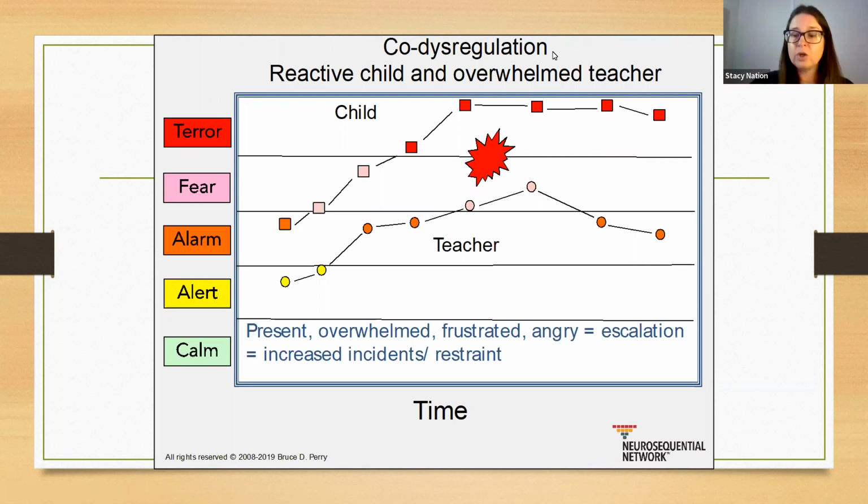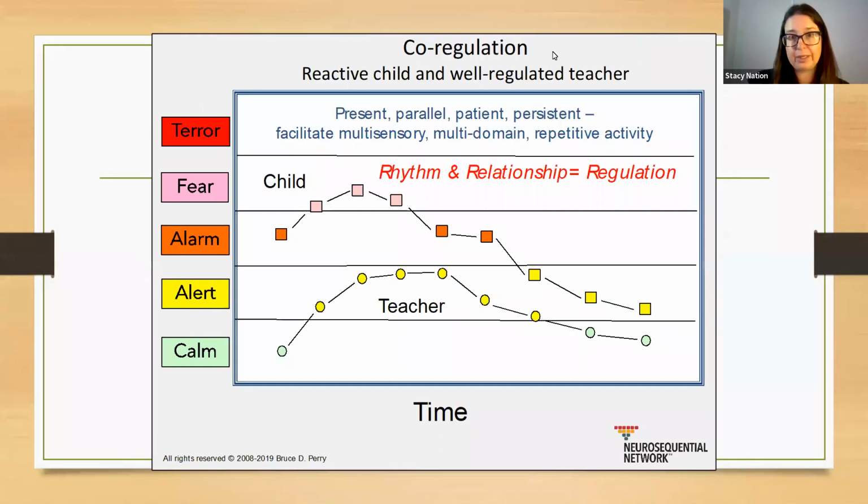Everyone is stretched. When we look at sharing co-regulation, this is what it looks like. The kid is having this huge emotional response. And what we're doing is saying, I see you're having an emotional response. How can I support you? Support comes in present, parallel, patient, persistent. Okay, so present, you have to be attuned. You have to know what's going on. You have to tune into that. Parallel, side by side.